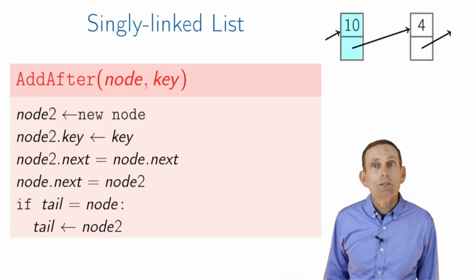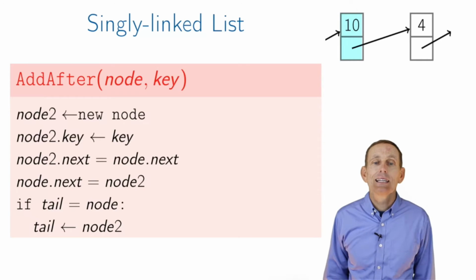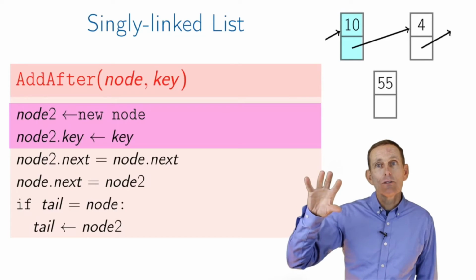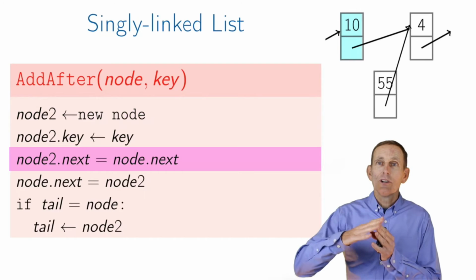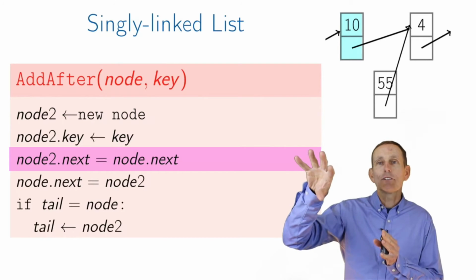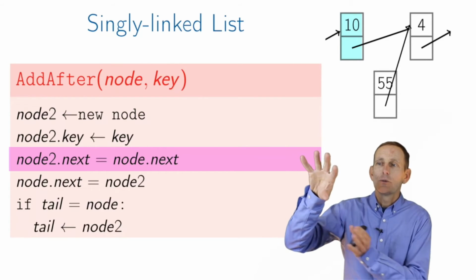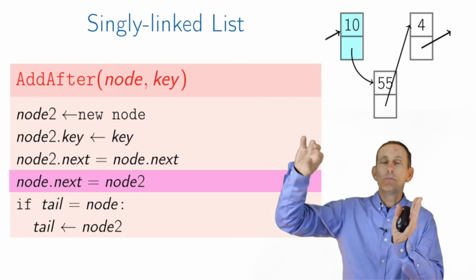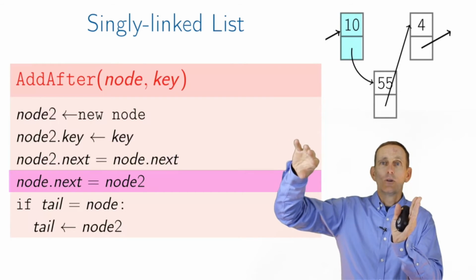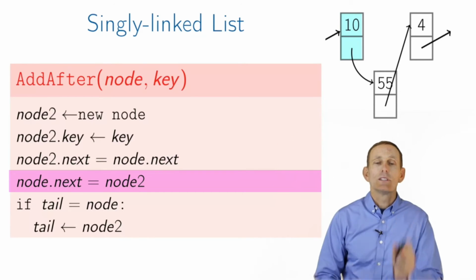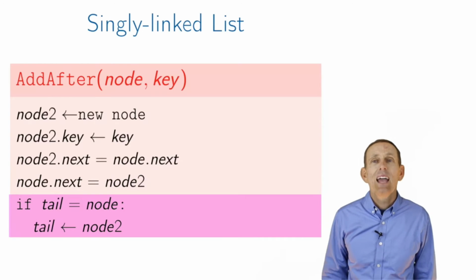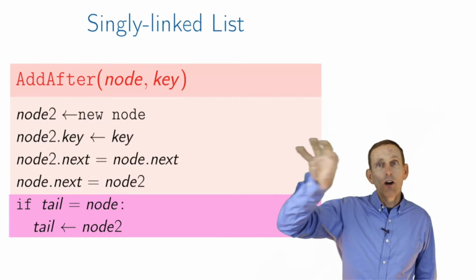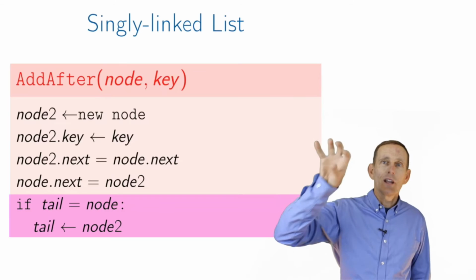Adding after a node, fairly simple in a singly linked list. Allocate a new node, set its next pointer to whatever node we're adding after, to its next. So we sort of splice in, and then we need to update the node pointer, the one we're adding after, so that it points now to our new node. And just in case that node we're adding after was the tail, we've got to now update the tail to that new one.